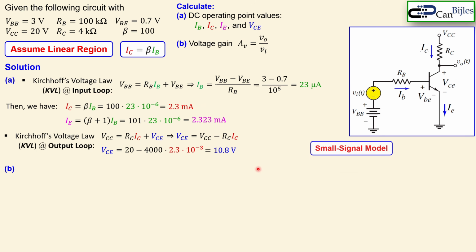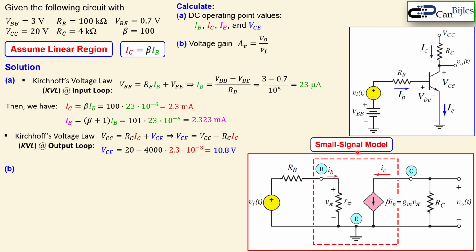Now moving into question B, we start with the small signal model. This model here is the small signal model for the transistor only, this part in red dashed line. So in this box, we see the R pi, which is a dynamic resistance of that BJT.